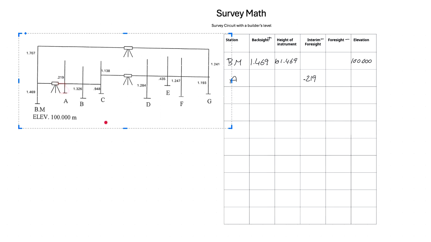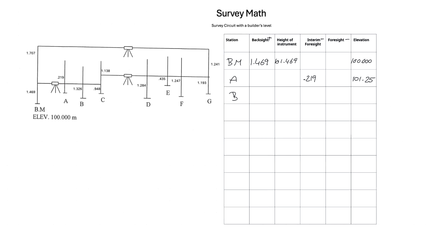So in your calculator should still be the height of instrument, 101.469 minus 0.219. And that should get us an elevation of 101.25. Wonderful. Now we can look ahead to B.